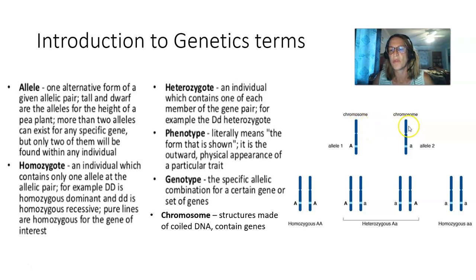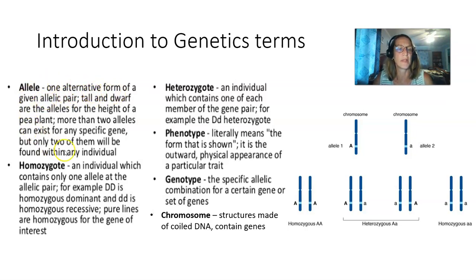They both have the same genes on them, but here we have two different alleles for the same gene. So if this was eye color, this allele would code for one eye color, and this allele would code for a different eye color. So if we go over to the definition of what an allele is: one form of a gene.